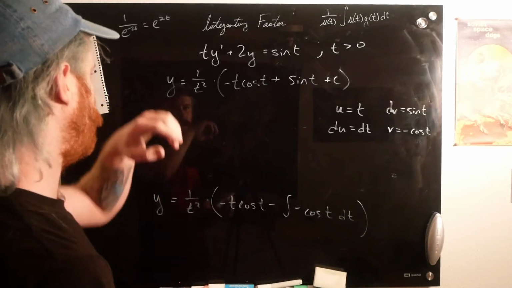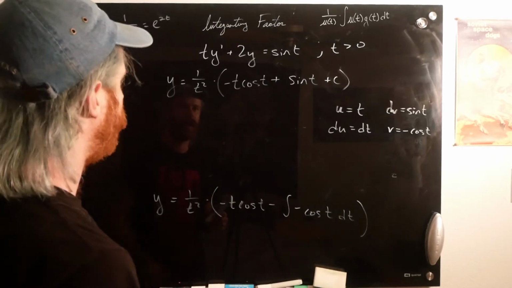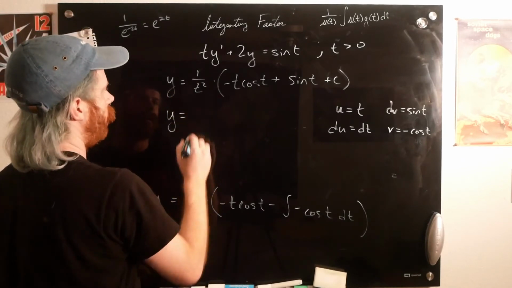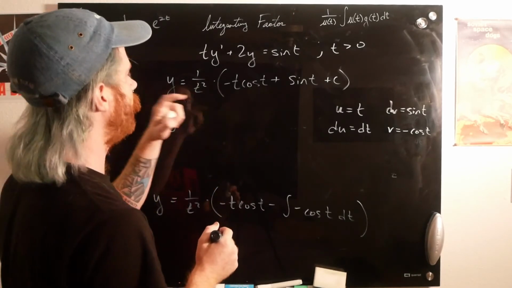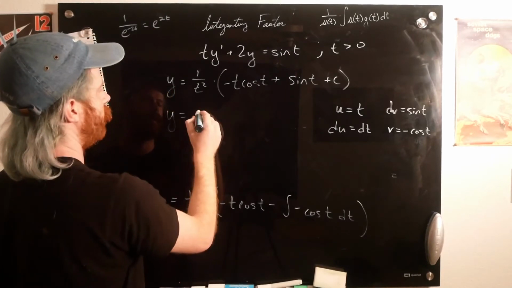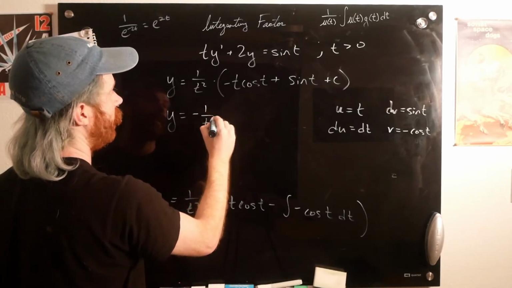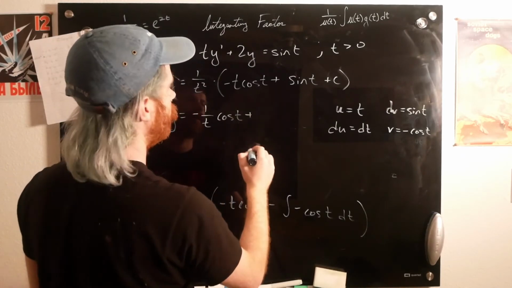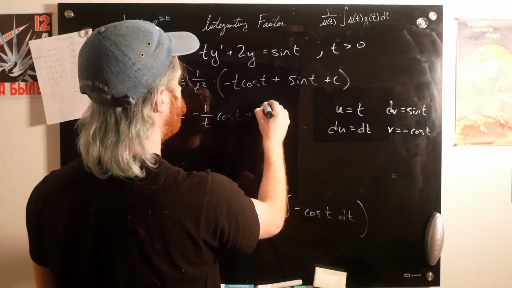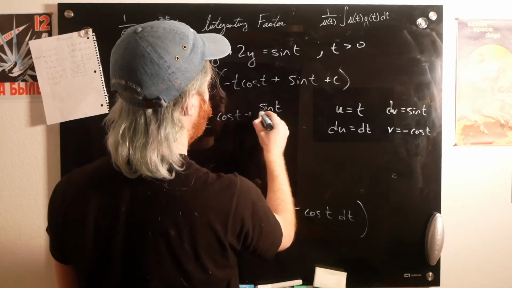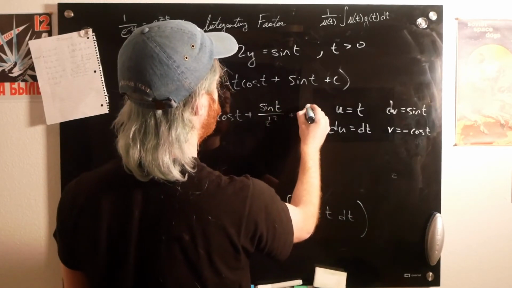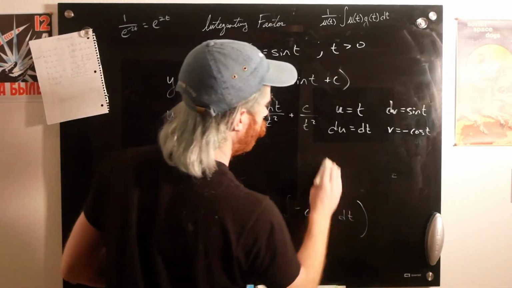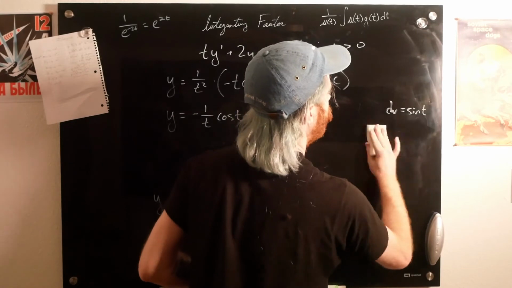Okay, so now we're getting really close, right? We can distribute this 1 over t squared. So we're going to get negative t over t squared is going to be negative 1 over t cosine of t plus sine of t over t squared plus c over t squared. And this is going to be your answer, your solution to your differential equation.